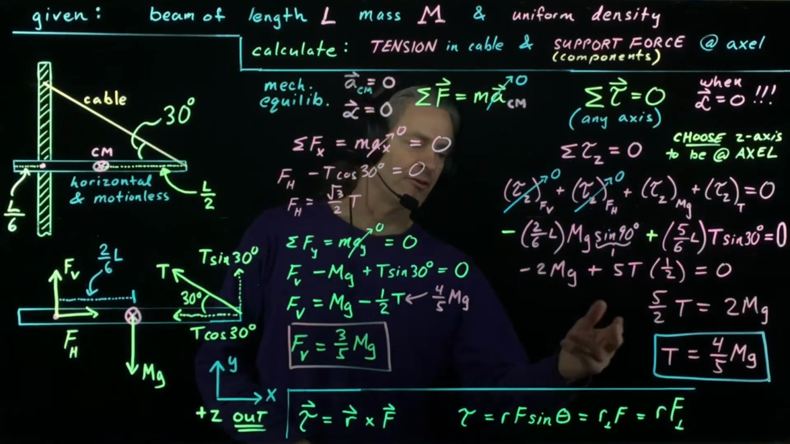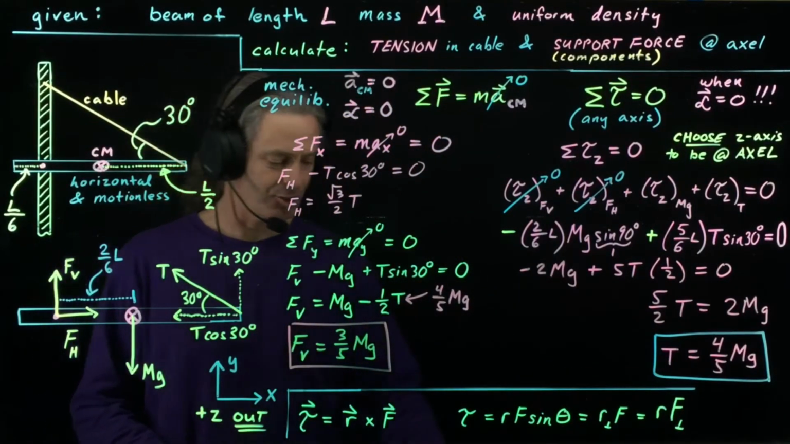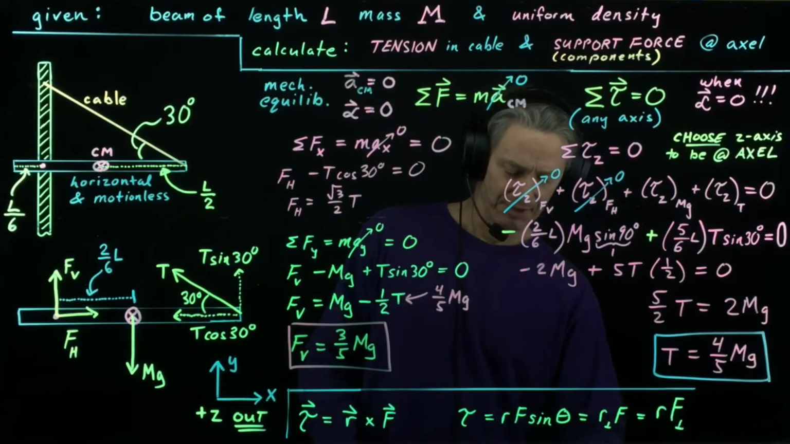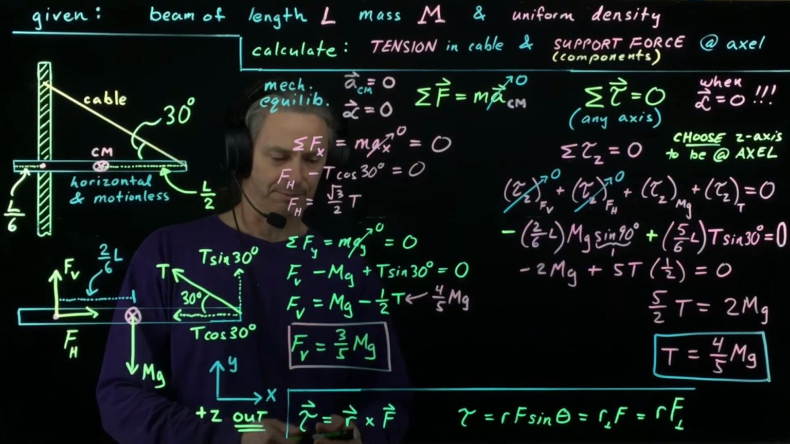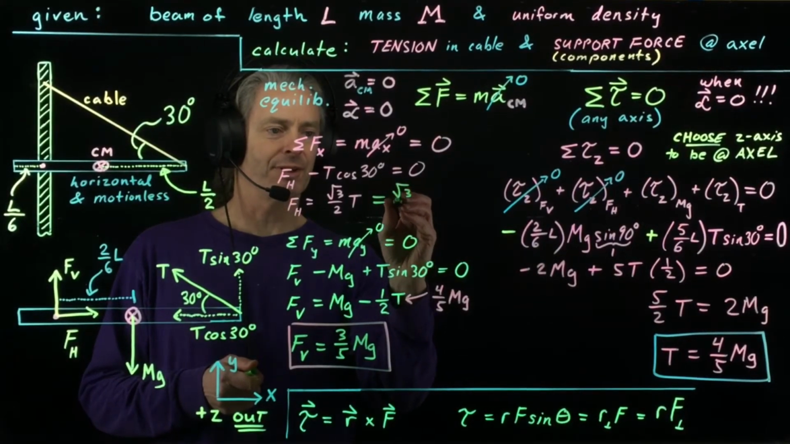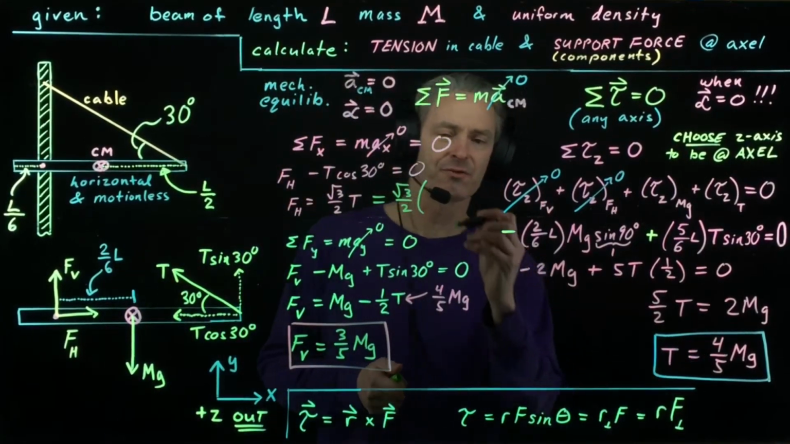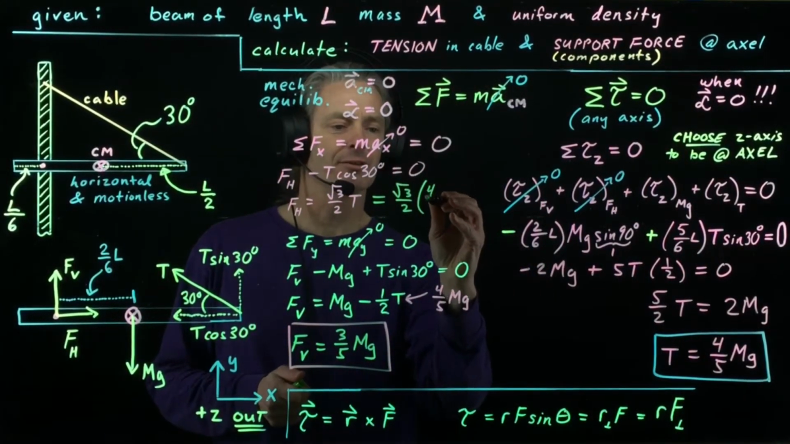All right, so now we've got T, we've got F sub V. Let's get F sub H. We can do the same thing here. Let's plug in. So F sub H equals radical 3/2 times the tension, which is 4/5 mg.